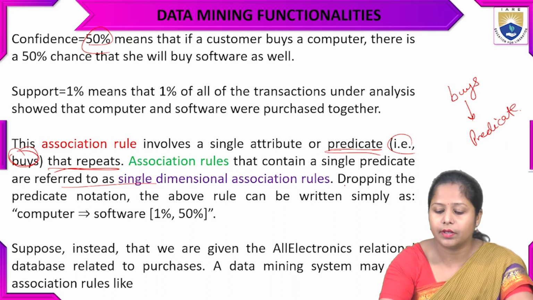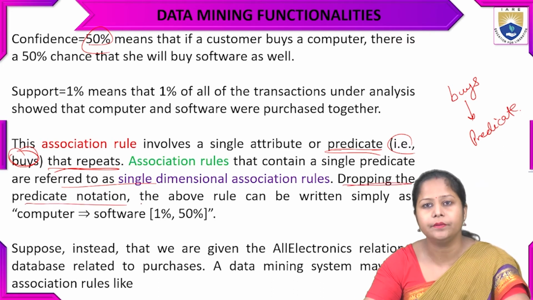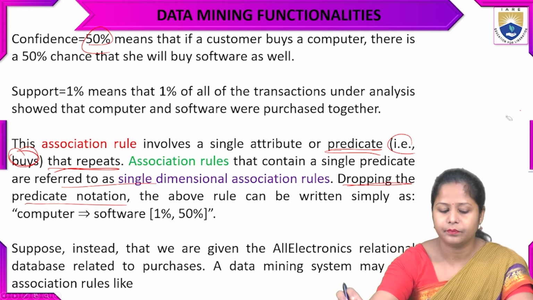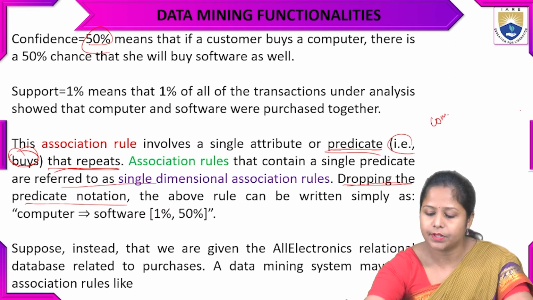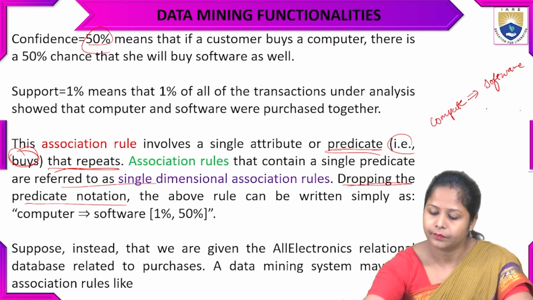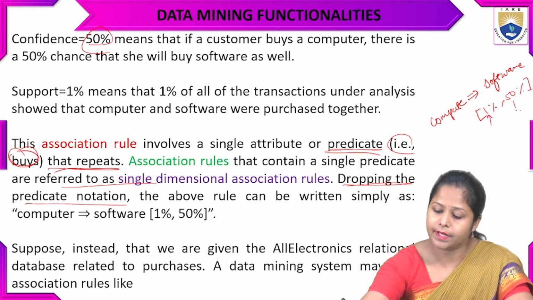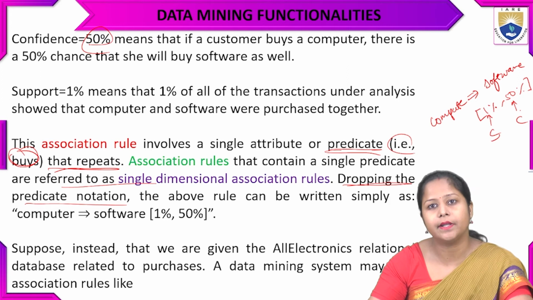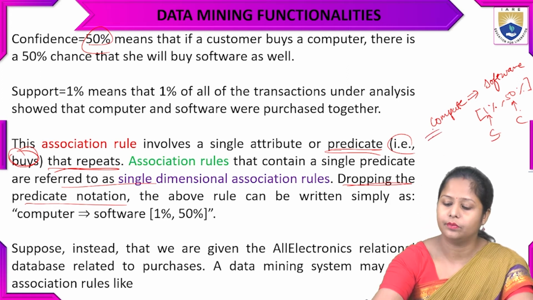If we drop the predicate notation, the above rule can be written simply. How can it be written? It will be written as computer depends on software, in square brackets 1%, 50%. So 1% is the support and 50% is the confidence, right? Support and confidence. The same rules we can write in this form also.